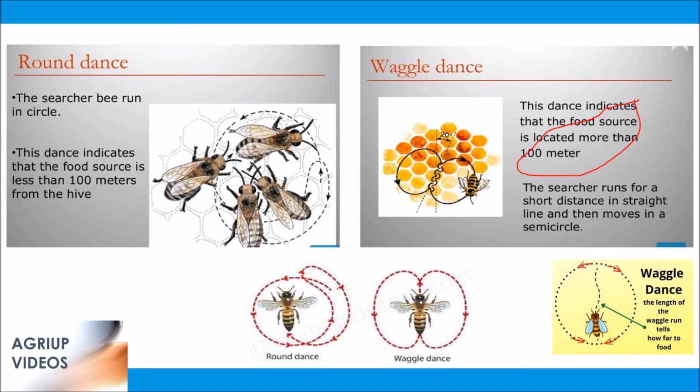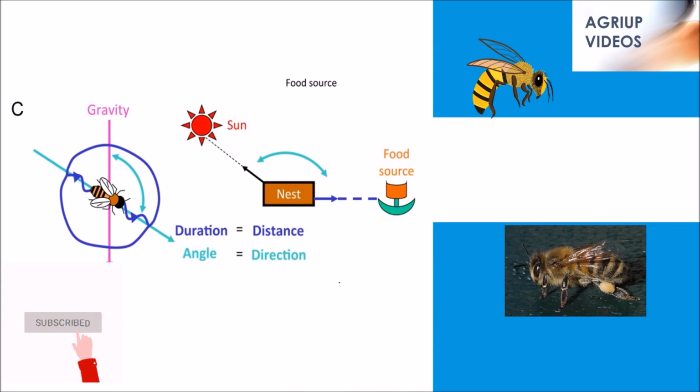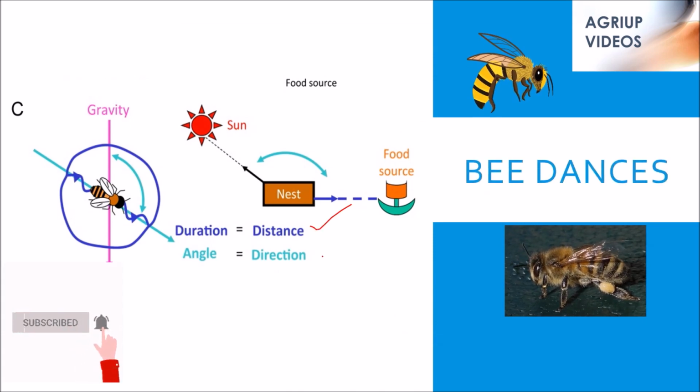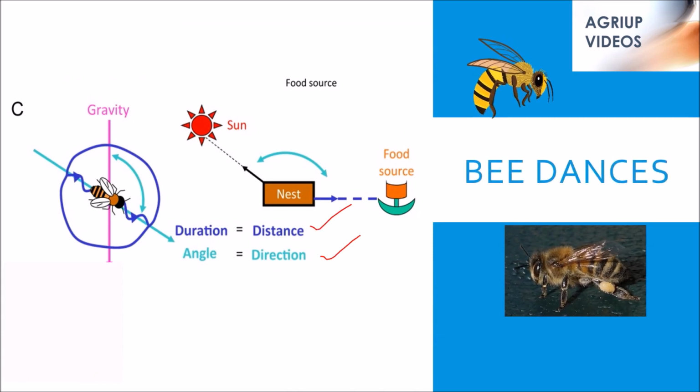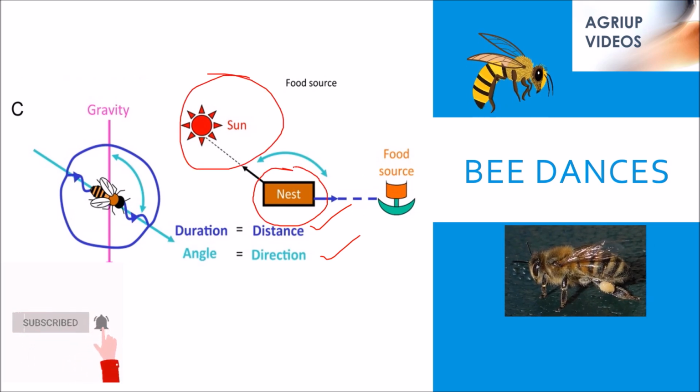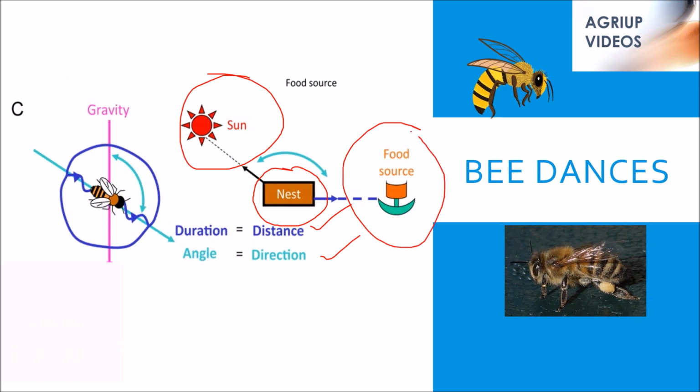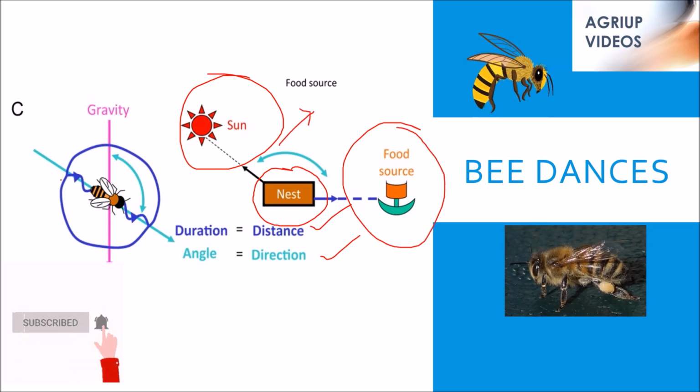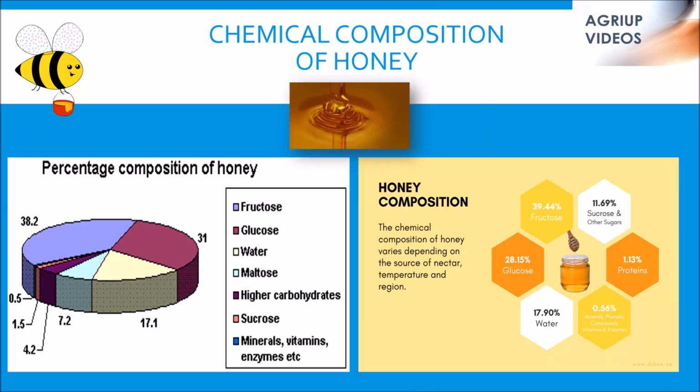This is the round dance being performed. This is a waggle dance. The length of the waggle is important in determining how far the food is. So the duration and direction are very important in a bee dance. From the sun and the nest, the hive or the colony, they place the food source, angulate the food source. They have the direction for this, and in that way they are performing the dance.